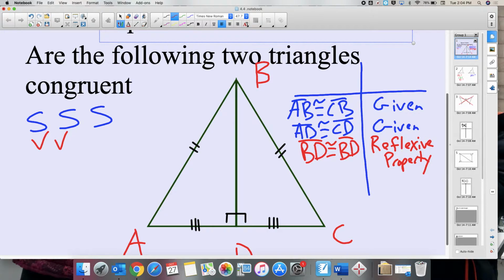Right? So there's our opener here. Today we're going to take a look at two other shortcuts. The first shortcut is known as SAS. We swap out one of our S's in the middle for an angle.